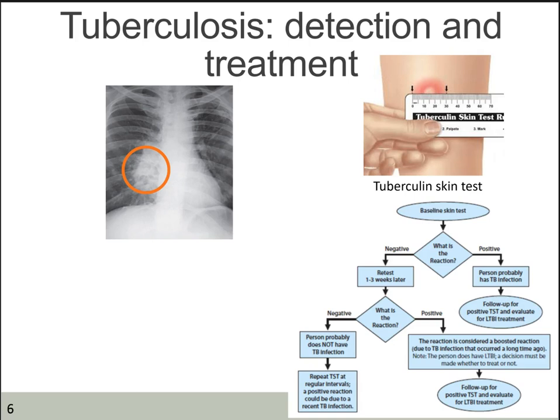And the red inflamed area is not 100% diagnostic, and so typically if the reaction is negative, then people are retested 1 to 3 weeks later, and that's because if a person is newly infected, it can take a while for that T cell response to become activated. And so if you've just been infected, you may not get the red bump initially when given the tuberculin test.